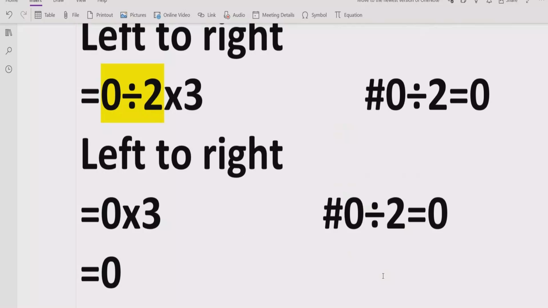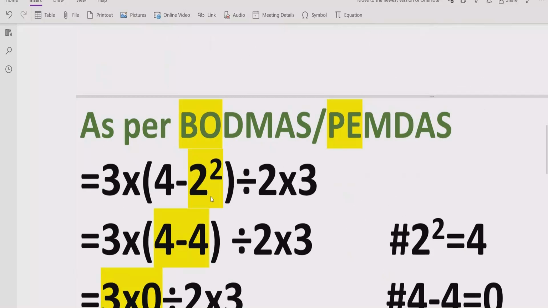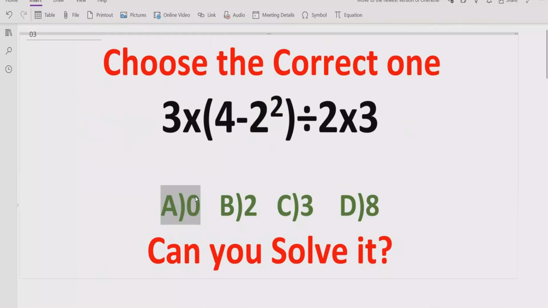The answer of the given expression is 0. If you see the answer list, answer A is the correct answer of this expression. So I hope you understand how you can solve the given expression using PEMDAS and the DMAS method and find out the correct answer.